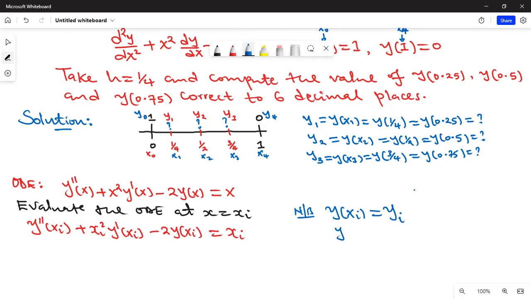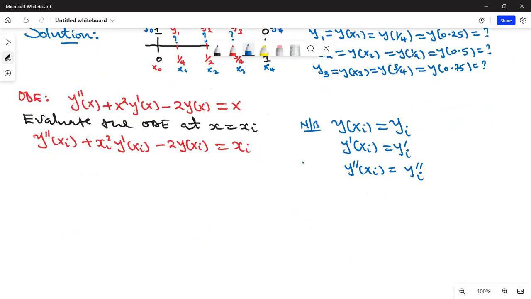When we write y prime at xi, it is the same as yi prime. And when we write y double prime at xi, that's the same as yi double prime, etc. So this can as well be written as yi double prime plus xi squared yi prime minus 2yi is equal to xi.